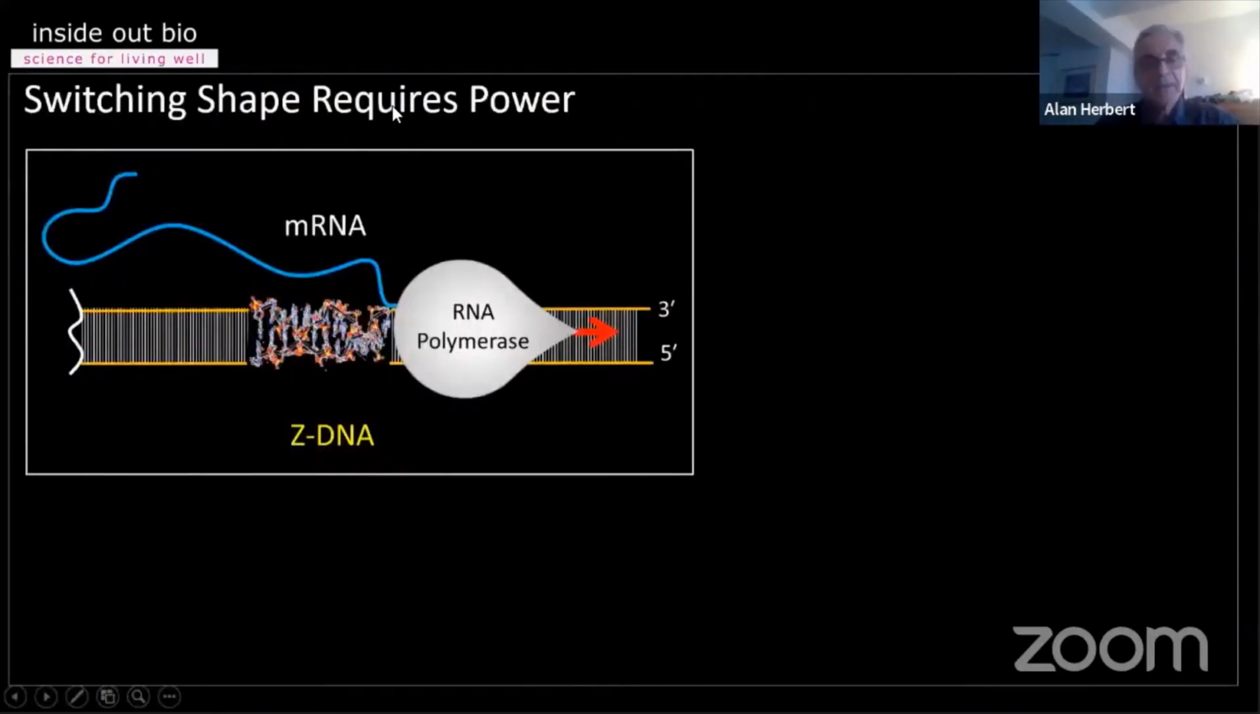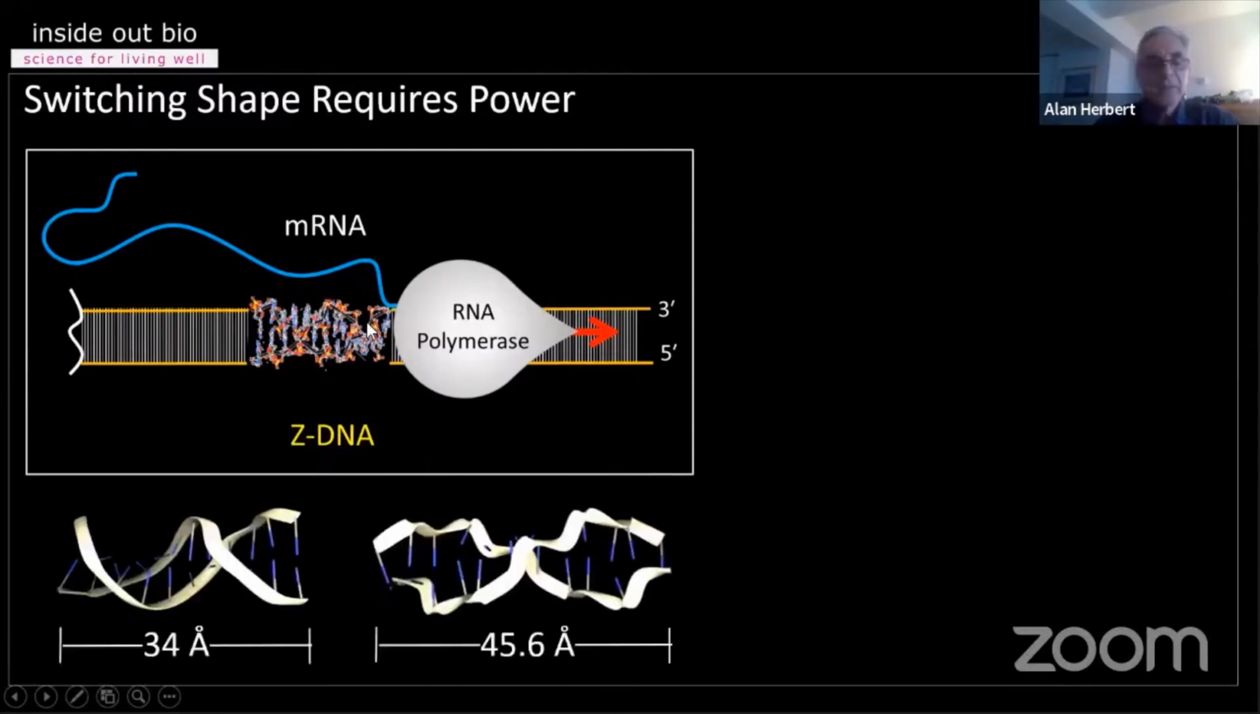As I mentioned, switching the shape from BDNA to ZDNA requires power. One source of that power is RNA polymerase. As it goes down the double-stranded DNA, it unwinds the double-stranded DNA so it can make RNA, and that unwinding causes negative supercoiling, which can power the flip from BDNA to ZDNA.